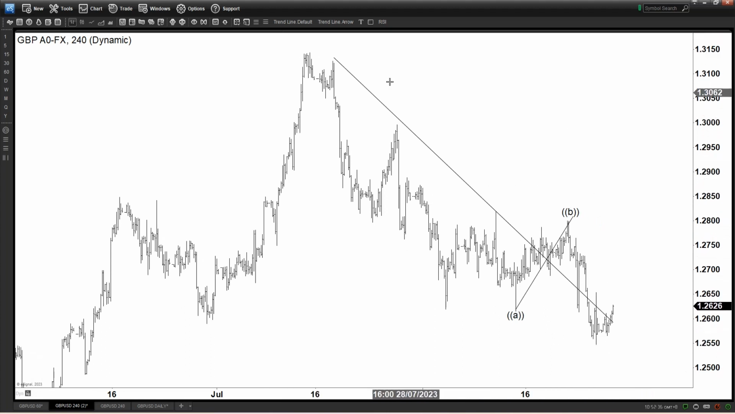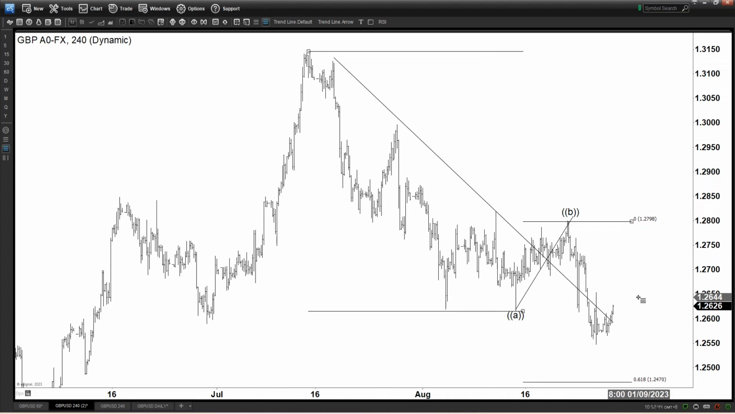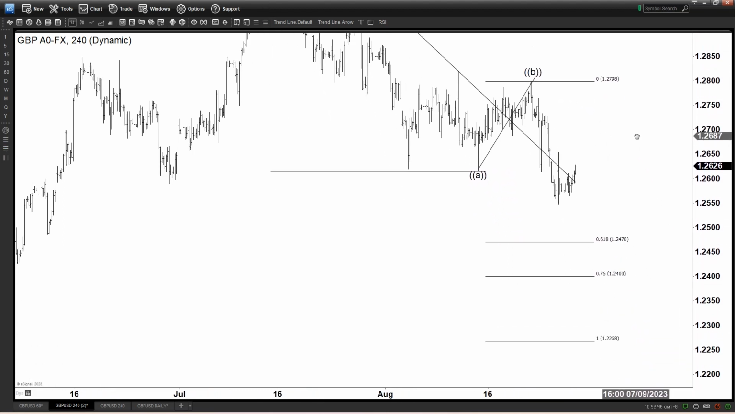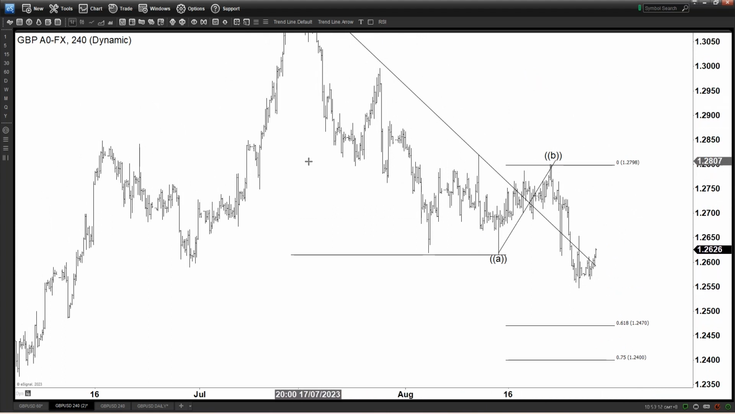So in that case, ideally the wave C down should be at least 100% extension. So if you measure and project the extension, technically it can go as low as 122.70, which is the 100%, which is still very far from where we are. But at least sometimes if it truncates, it means it doesn't hit the 100%. The truncation area usually is around 61.8% area here, so around 124.70. Still there are some ways to go to the downside before we can technically end this sequence here.